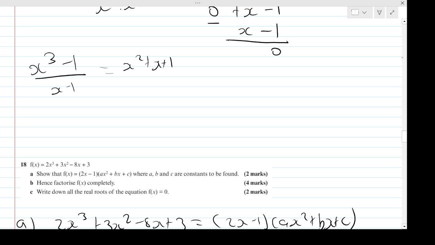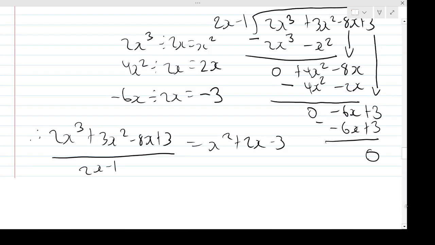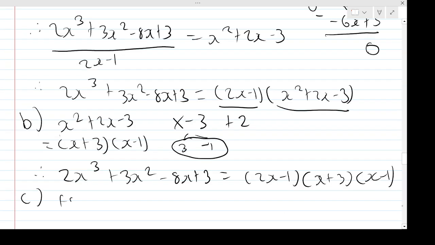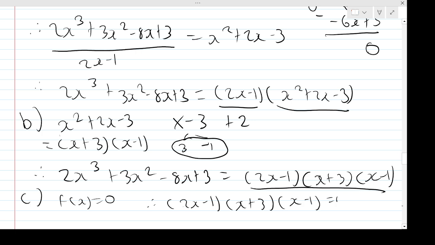Then part C says, write down all the real roots to the equation f of x is 0. Well, f of x, again, is those factors, right? So if f of x, which is this cubic, is 0, then that means that this whole thing has to equal 0. So 2x minus 1, x plus 3, x minus 1 equals 0.